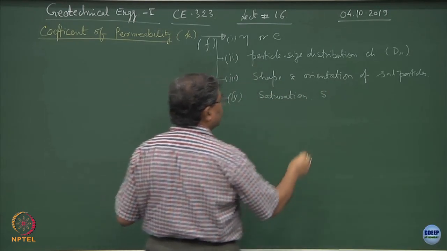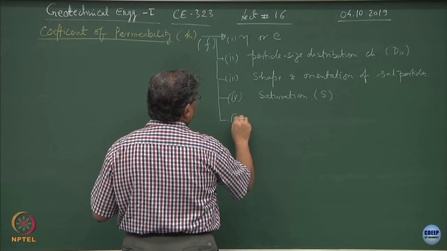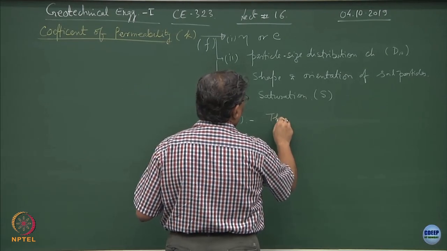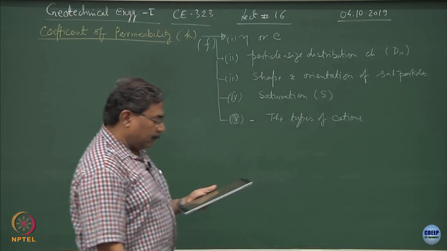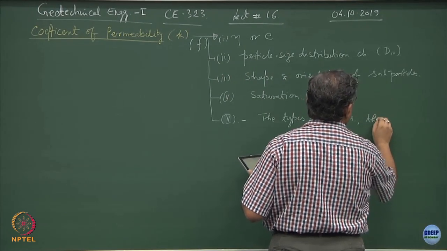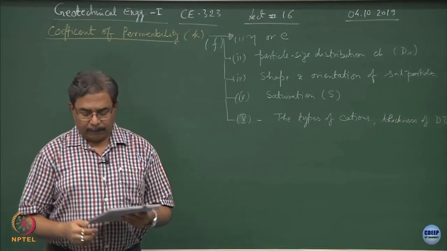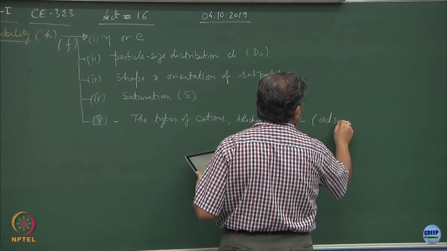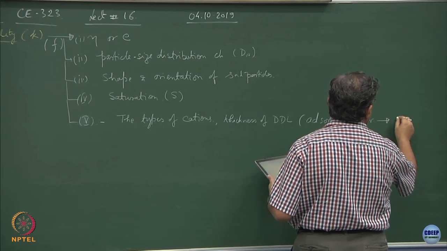And normally we define this as S. Another parameter on which it would depend is the type of cations which are present in the soil mass and the thickness of diffuse double layer. DDL stands for diffused double layer. We also call this as the adsorbed layer, which is an indication of the activity of the minerals.